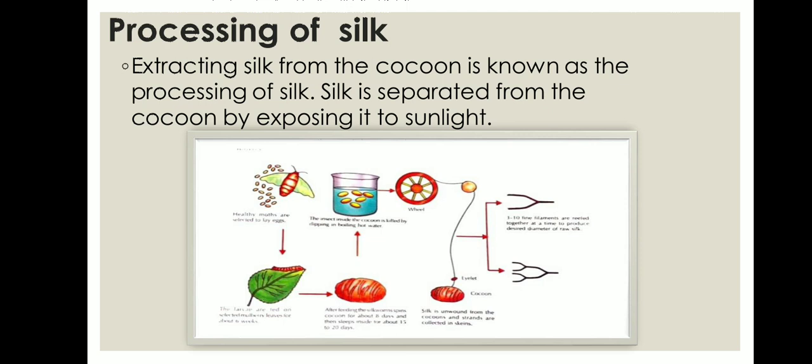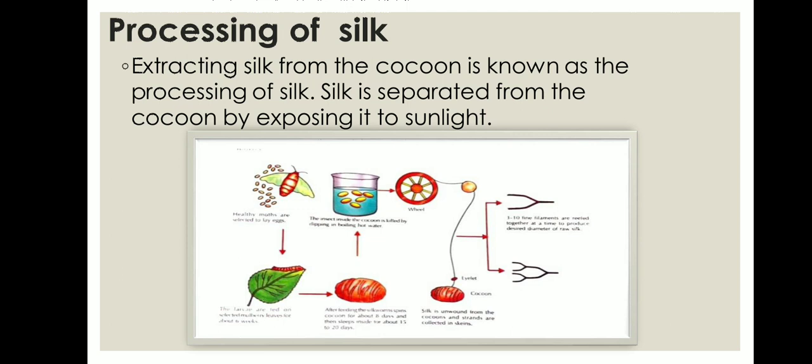Then the filaments are taken out from the cocoon by the process called reeling. Reeling means what? Obtaining silk fibers from the cocoon. Then the filaments of several cocoons are twisted all together to make a strong thread, and this thread is wound on a reel, and the silk threads are then dyed and woven into silk fabric.